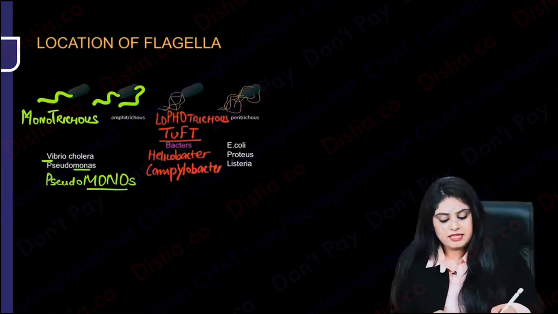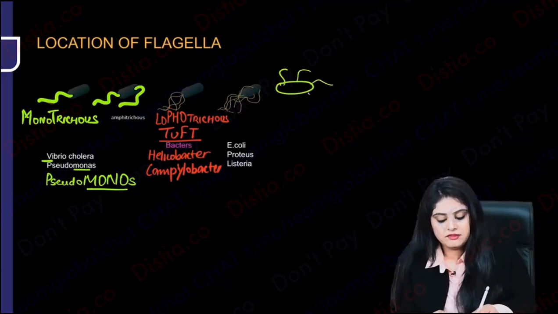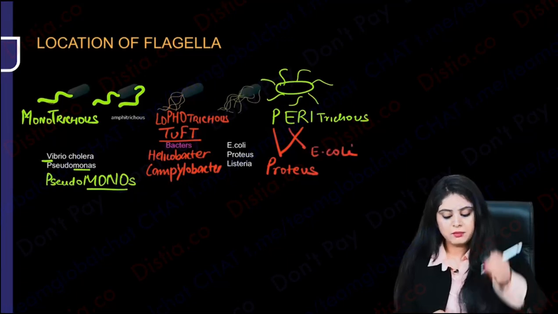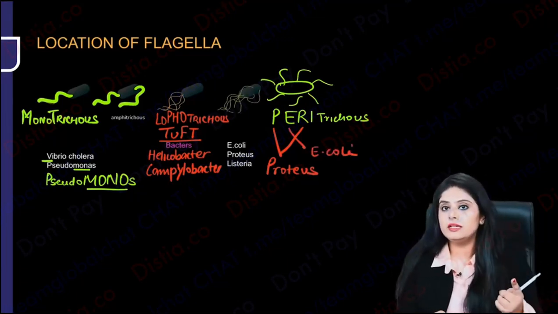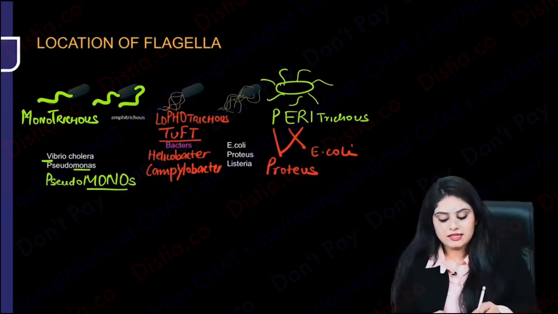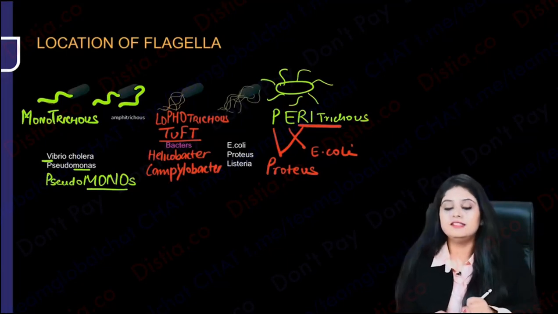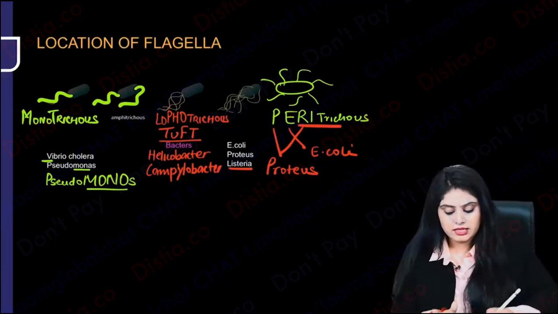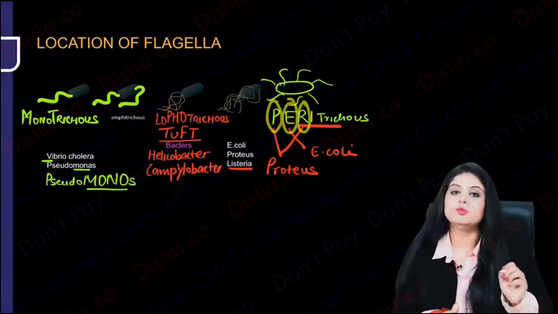Finally, coming to peritrichous. Peritrichous tells me it's all around the periphery. You will see the flagella everywhere. So when I write peritrichous, the most important ones that I have to know for peri, PR I will say for Proteus, and E I will say for E. coli. So peritrichous is going to be seen in Proteus, it is going to be seen in E. coli, and instead of ritrichous I will say Listeria. If you can learn, not very important. That's why I gave you the primary mnemonic that Proteus and E. coli are the most important.